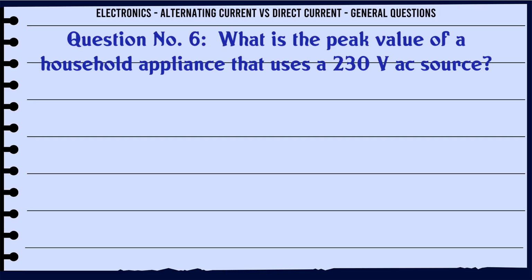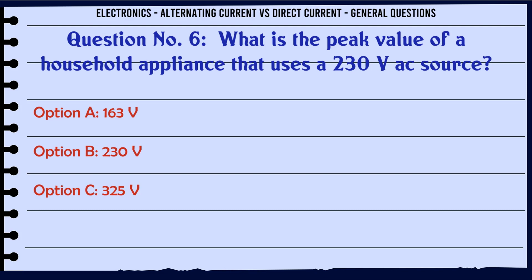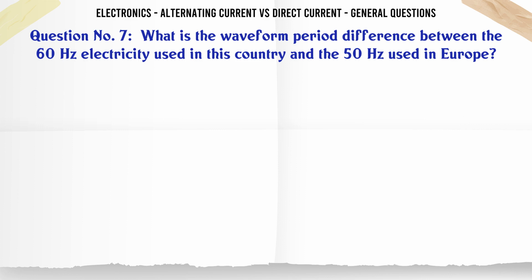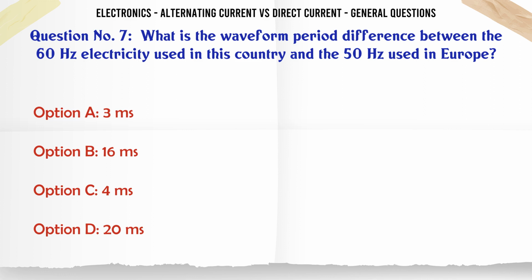What is the peak value of a household appliance that uses a 230 V AC source? A. 163 V. B. 230 V. C. 325 V. D. 480 V. The correct answer is 325 V.